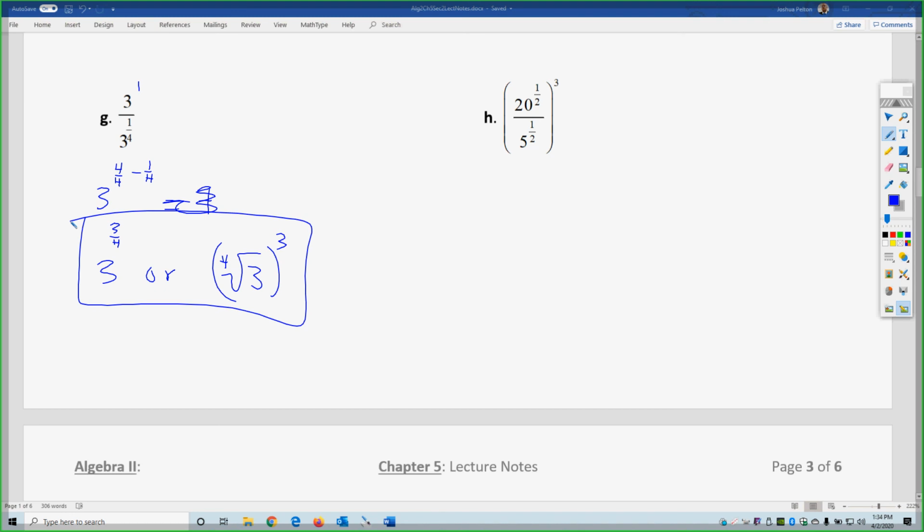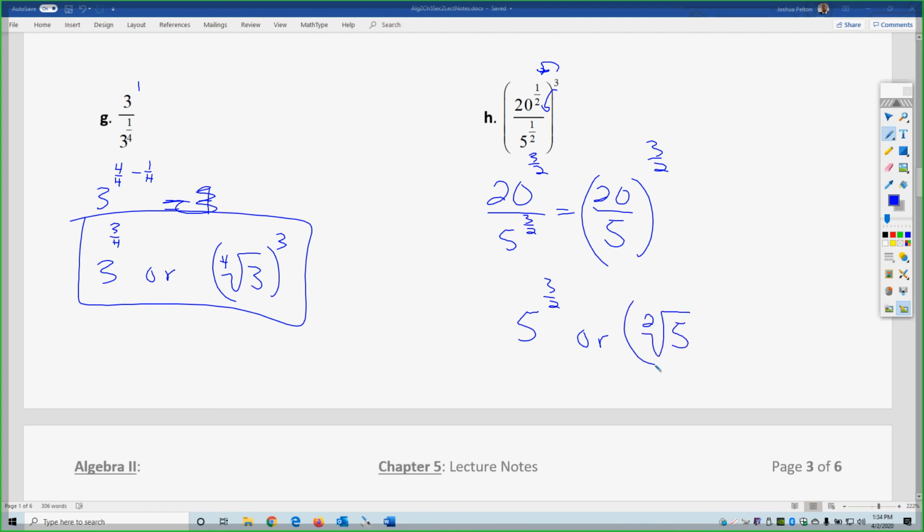All right, next one looks like a quotient rule inside. They do not share the same base, thus they cannot be combined. We can distribute the 3 using the power of a quotient, because when there are parentheses, everything must get it. So that's 20 to the 3/2 over 5 to the 3/2. But again, if they have the same exponent, you really have 5 to the 3/2, or you can rewrite it as the square root of 5 to the 3rd power. Either way, it's a decimal answer, but we want those two possibilities.